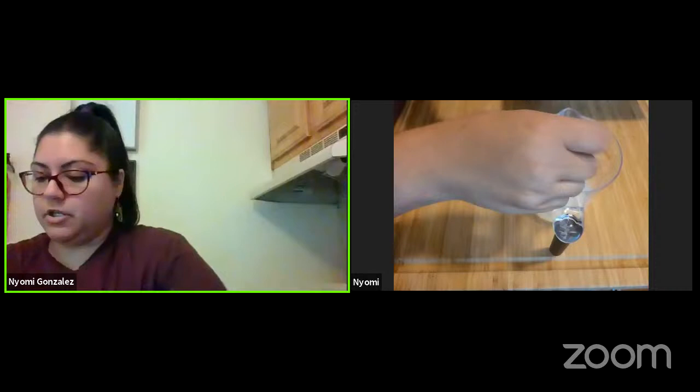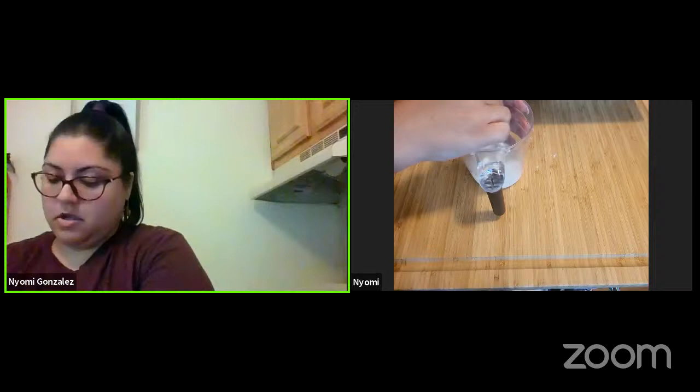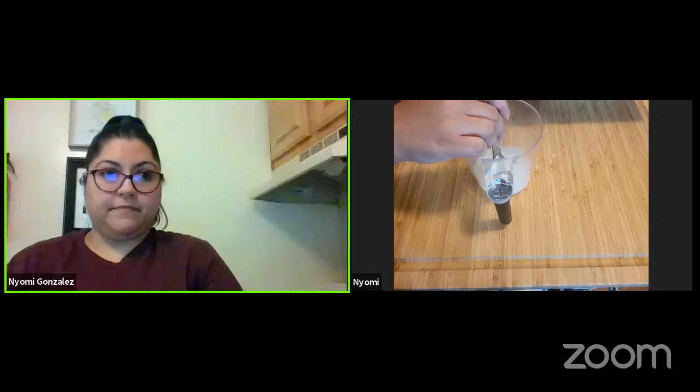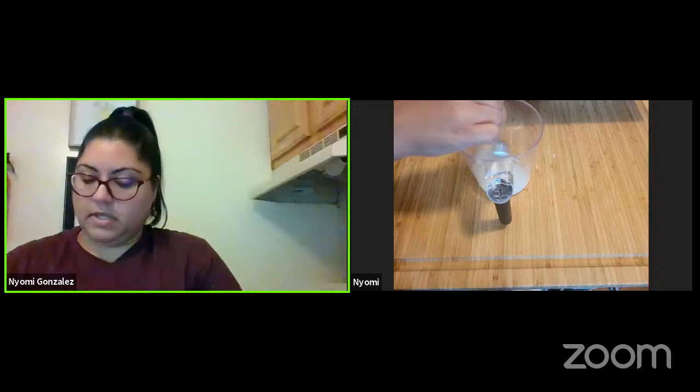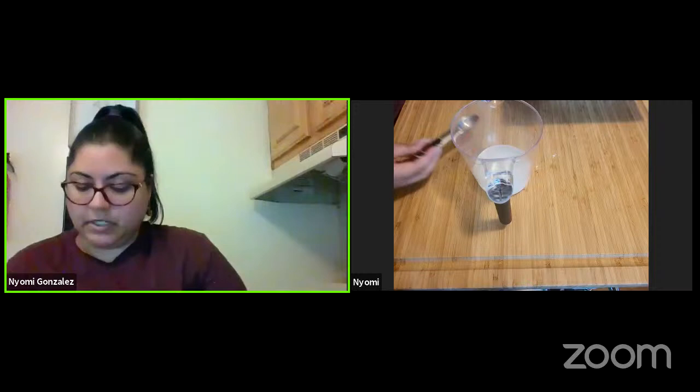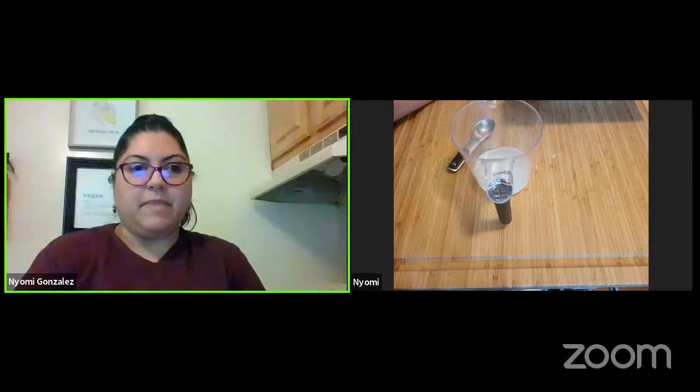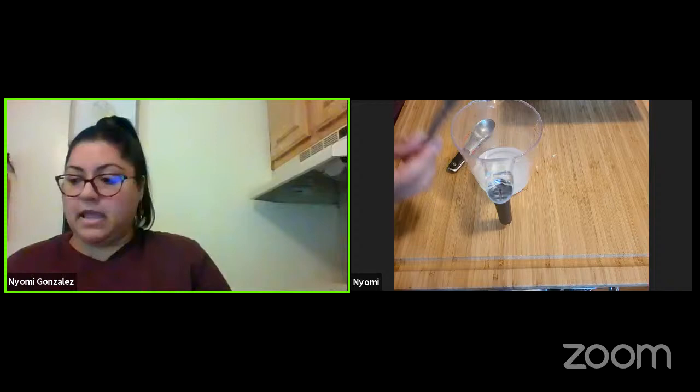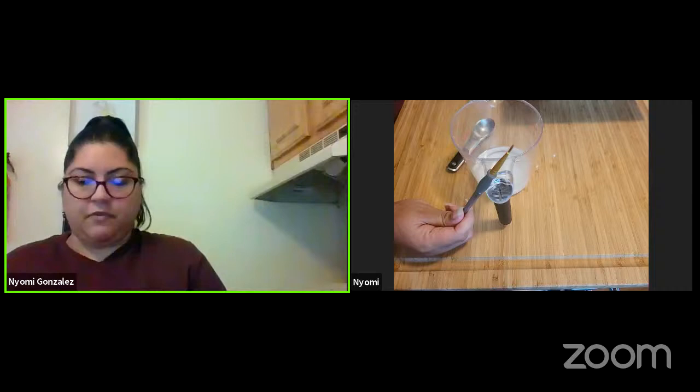You can use a spoon if you want. This is just easier since it's already here. And you want to mix that really, really well. Okay. So it's going to look a little cloudy because of the baking soda, and that's okay. And then what you're going to do is grab, I'm grabbing a little paintbrush here. Just makes it easier. But again, you can use a Q-tip if you have that. Anything that'll help you write.